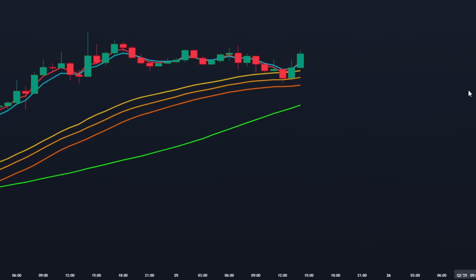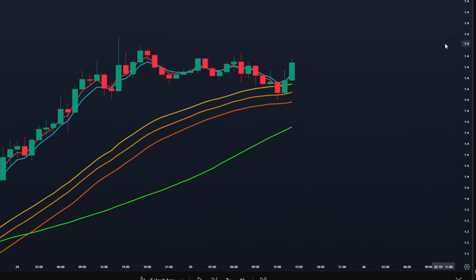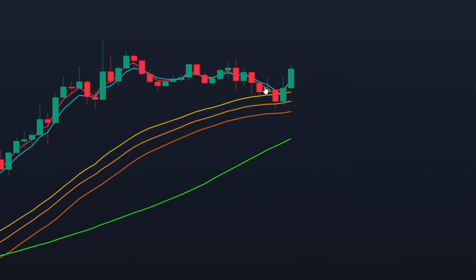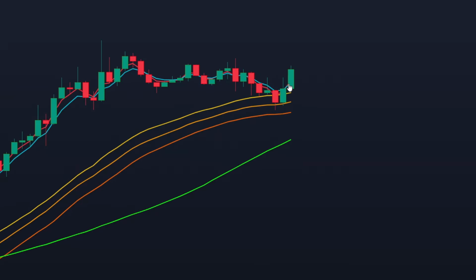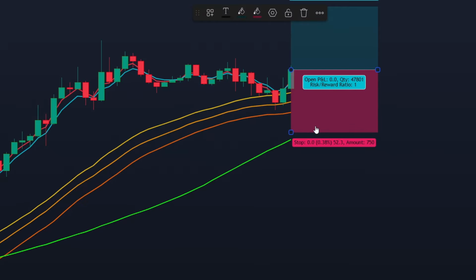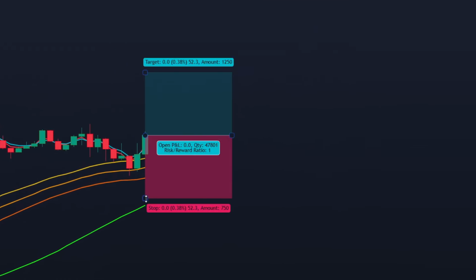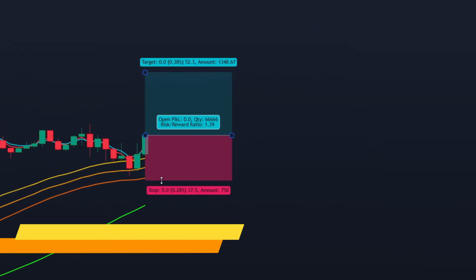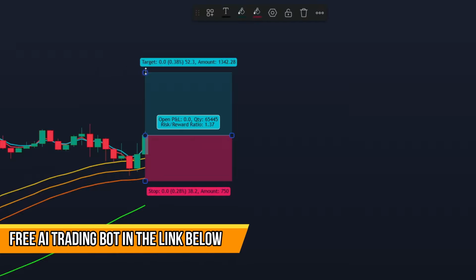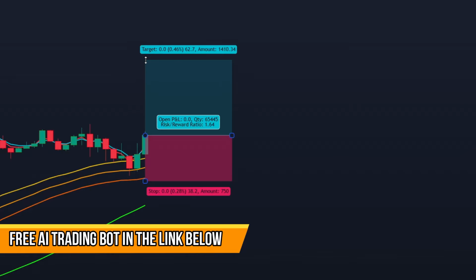Once we have that clean pullback, we look for our entry trigger. The entry trigger happens when the red and blue EMAs cross and both close above the ribbon. When both lines are already above the ribbon, the buy signal is confirmed. Just like we see over here in this example. At that point, we can enter a buy trade right when the next candle opens. The stop loss goes below the lowest point of the pullback, and the take profit is set at 1.5 times the risk.